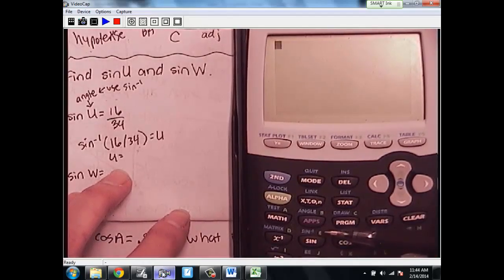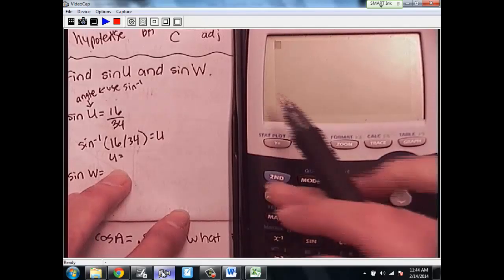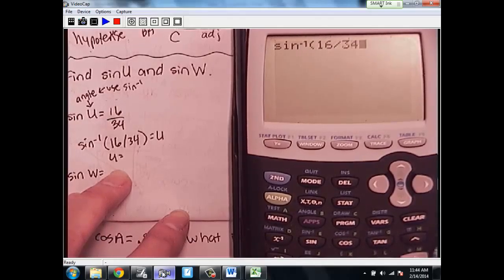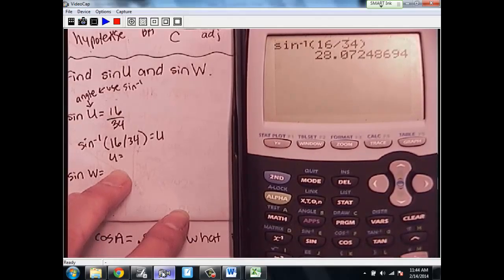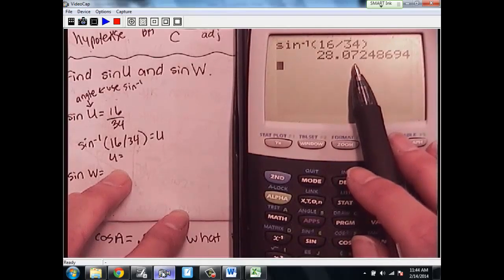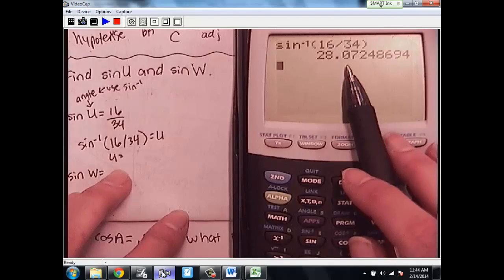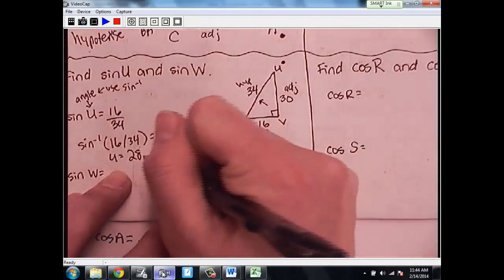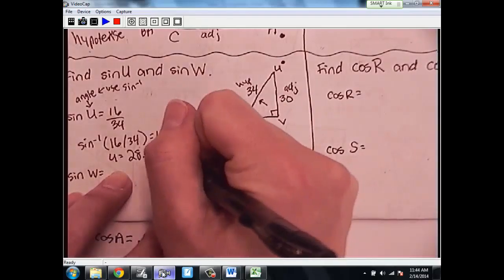Do you see sine inverse in this little blue up here? So I need to push the blue button first and then push sine. That gives me the sine inverse. 16 divided by 34. That gives us 28.1. The next number is 5 or higher. It's higher than 5, so it's going to round up to 28.1 degrees. So that's angle U.